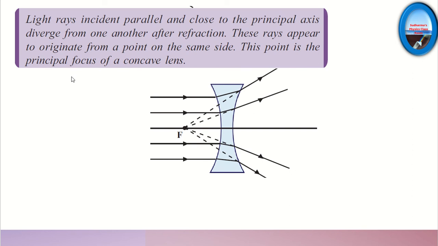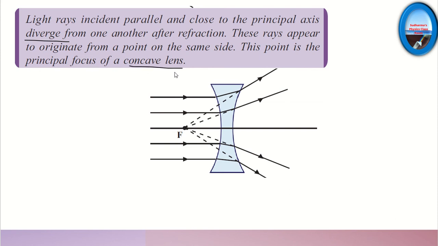Definitely, a convex lens is a converging lens, and at the same time, a concave lens is a diverging lens. Diverging lens means the light rays will not be getting concentrated to a particular point; they will move away from each other. So light rays incident parallel and close to the principal axis diverge from one another after refraction. So a diverging lens is a concave lens, a converging lens is a convex lens. These rays appear to originate from a point on the same side. This point is the principal focus of a concave lens.